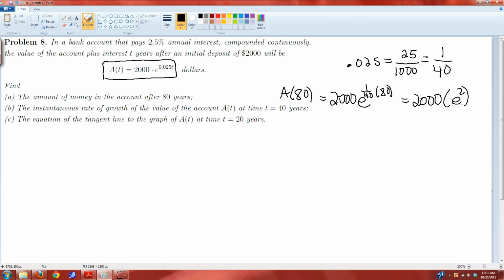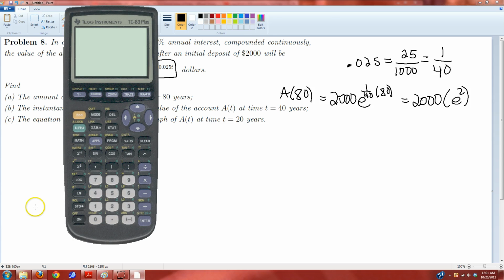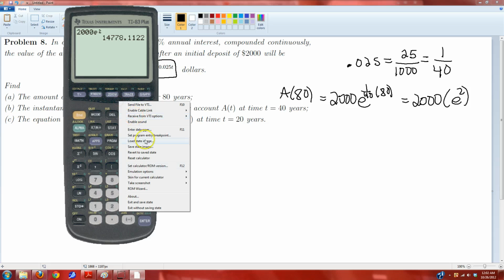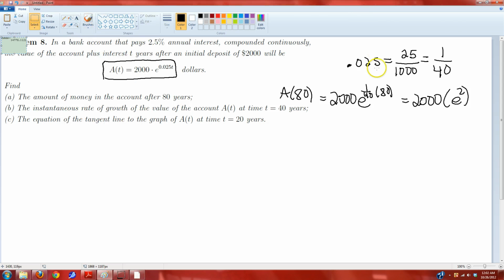Just to give us a feel for what the number is, let's go to the calculator. And we have 2,000 e squared. $14,778.11. So your 2,000 basically multiplies by 7 into 14,000. And it takes 80 years to do that, though. Anyway, great. Now, part B.